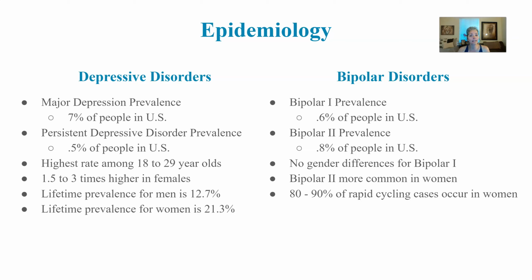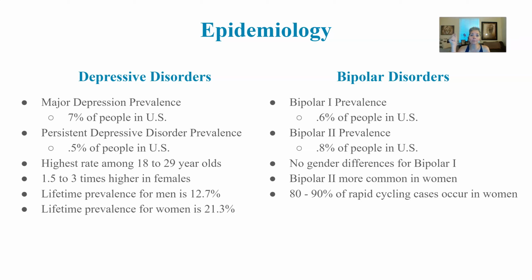For bipolar, it's even a lower prevalence, so there's a lower risk. Only 0.6% of people in the U.S. for bipolar 1 and 0.8%, so less than 1% for both bipolar 1 and bipolar 2. We don't see a whole lot of gender differences in the rates in terms of epidemiology, but we do see bipolar 2 as being more common in women.